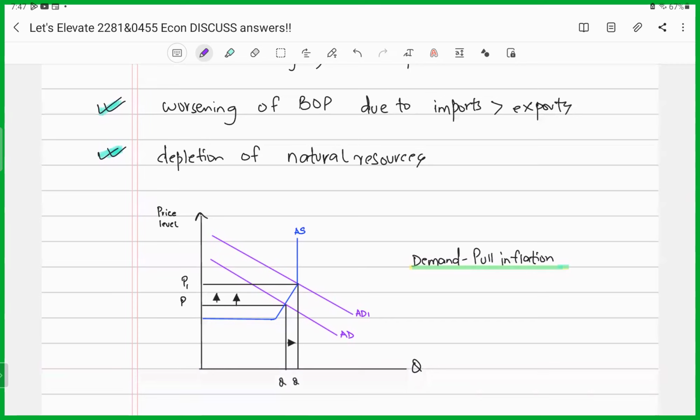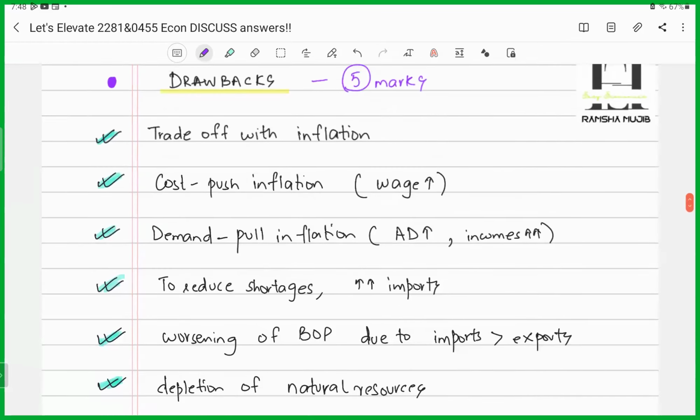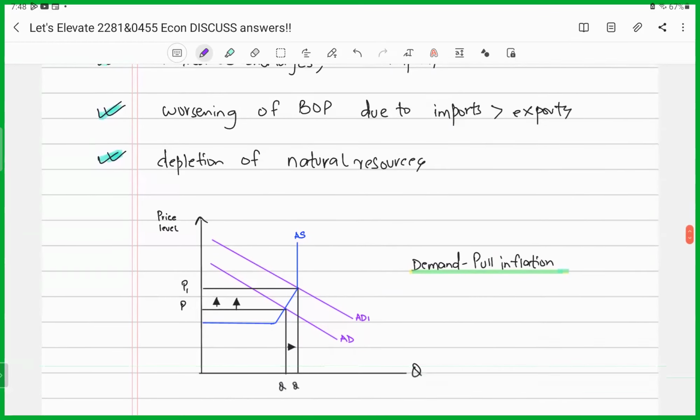Though we are having full employment, this could also mean that we are utilizing our resources at a rate at which we could not recoup those resources back, right? We could be depleting our natural resources. So these are all the points you could utilize. And then you could give a conclusive statement, justifying your reasoning.